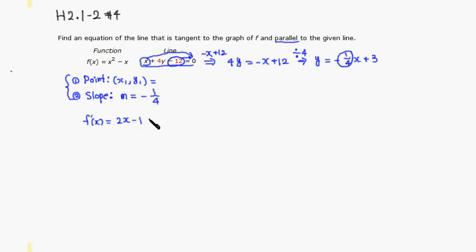Then we want this to be negative 1/4, so we can solve for x. Let's add 1 to both sides. So you have 2x left over is equal to, add 1 to negative 1/4, that will be 3/4. Then we just divide through by 2. So that will get you x equals 3/8. So the x value is 3/8.